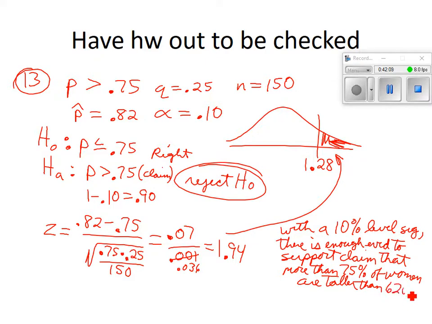Anybody know how tall 62 inches is? 5'2". So probably most women are taller than 5'2", right? 5'2" is pretty short. That's very short.